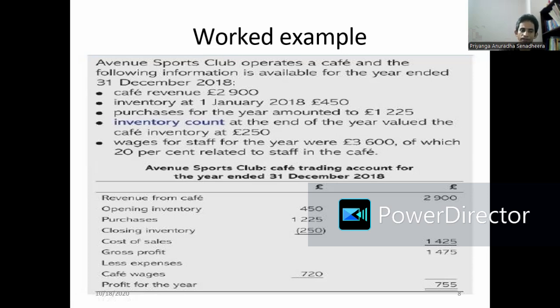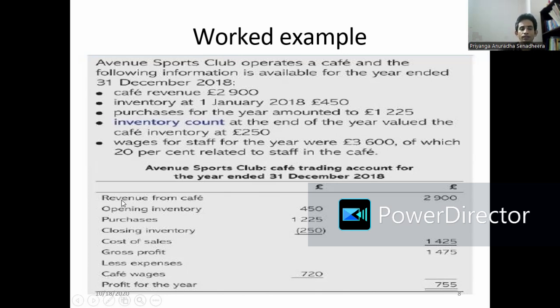You get the GP. But the important thing here, even though it's a trading account, the final answer we get here is a profit from a cafe or profit from the canteen, etc. Remember, even after getting your gross profit, if there are some expenses related to this, you need to include, and that should be deducted, and you get a profit from that particular canteen or cafeteria or shop, anything.